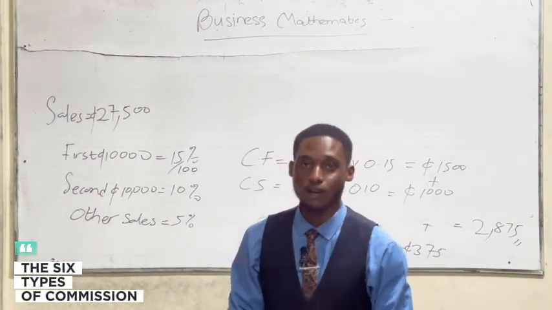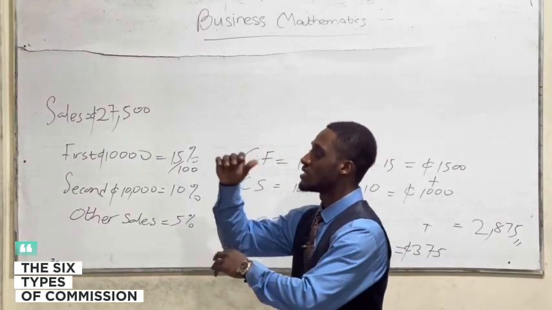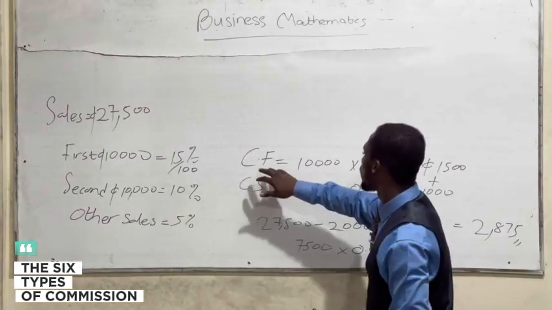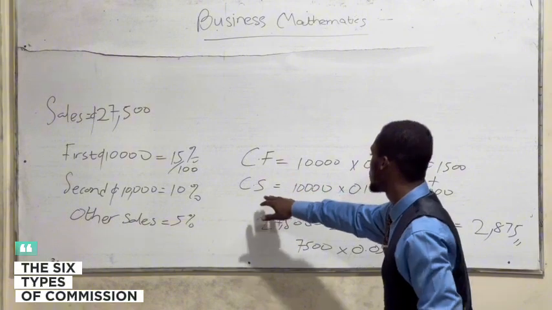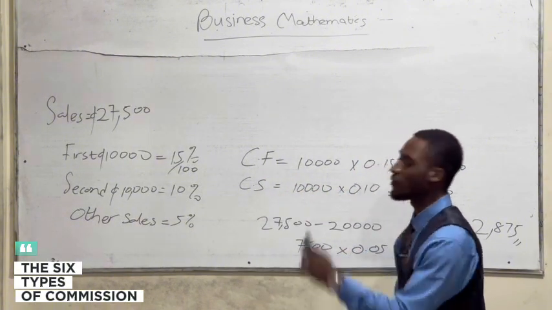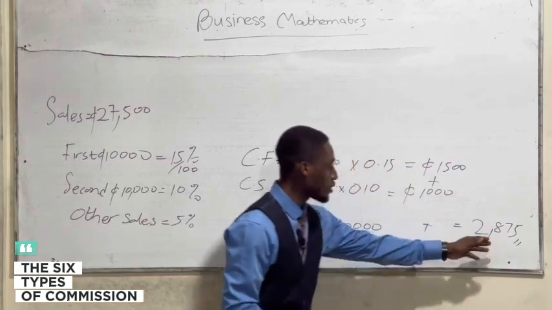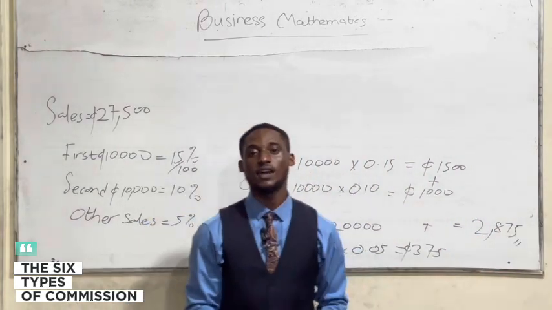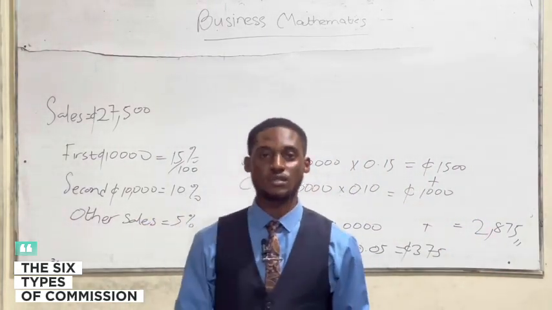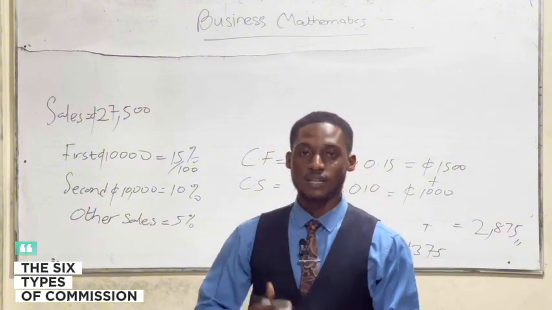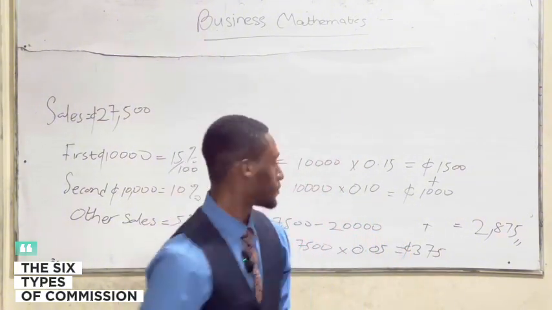As I said, graduate commission is in stages, is in levels. So commission of first sale, commission of second sale, and commission of other sales, and you sum it up to get 2,875. This is for graduate commission. Now we move on to the next type of commission.